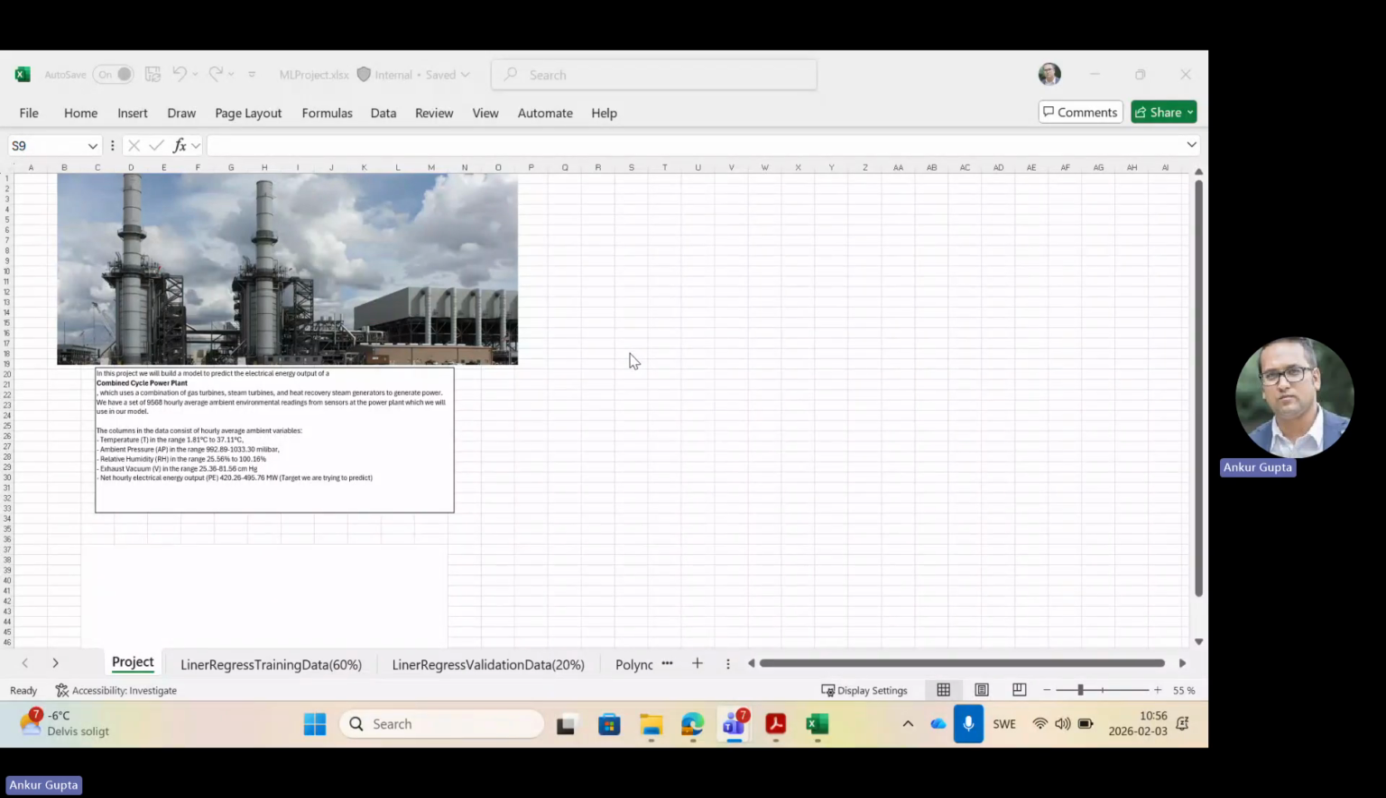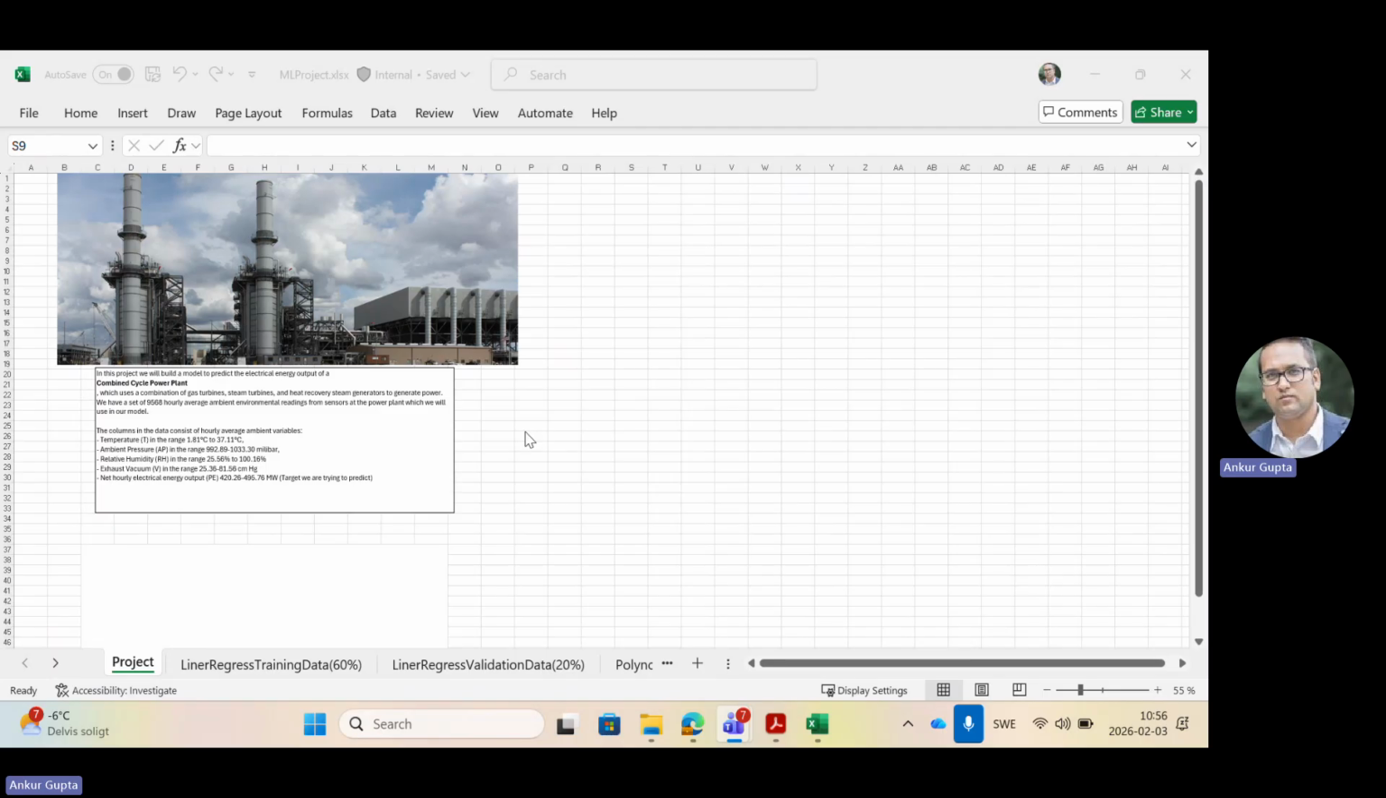My name is Ankur Gupta, and I'm starting the project for our course, Machine Learning for Product Management. In this project, we were given combined cycle power plant data, which uses a combination of gas turbines, steam turbines, and heat recovery steam generators to generate power.